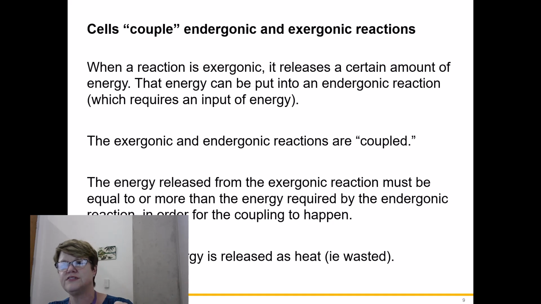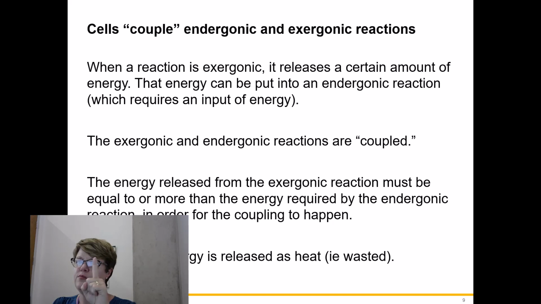10 units of energy are released from an exergonic reaction, and right next to it, there's an endergonic reaction that needs 10 units of energy, for example. And so the energy released from one reaction is then absorbed or put into a nearby reaction or the next reaction. And so this is called coupling. It has to be the coupling of an exergonic reaction with an endergonic reaction. And there has to be enough energy released from the exergonic reaction to satisfy the requirement of the endergonic reaction.